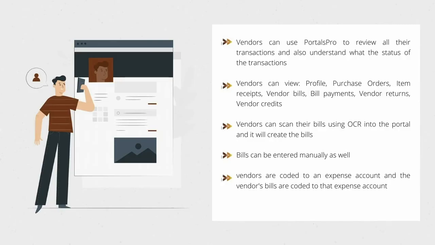All right, Athara, how does the bill get saved inside NetSuite? As part of the setup, vendors are coded to an expense account, and all of those vendors' bills are coded to that particular expense account. Okay, thanks. So then what happens if there's multiple lines on the vendor bill? As part of the setup, you can choose to either have them as separate lines or a single line.